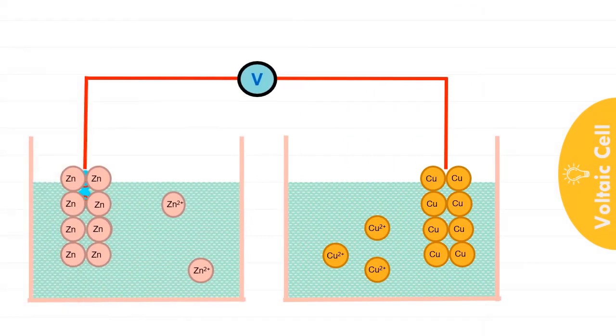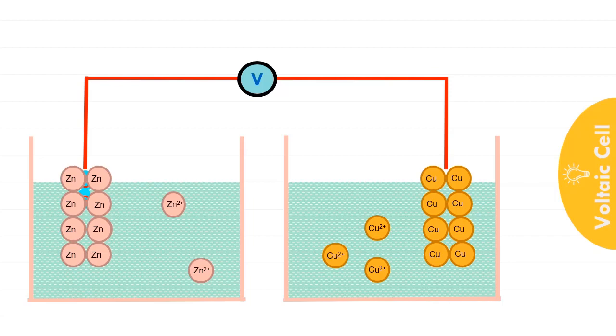Now, let's try to understand what is causing electrons to move through this wire and create electricity. Here is the magnification of the different parts of the voltaic cell. As you can see here, zinc solid comes from the electrode on the left side, while Zn2+ aqueous comes from the solution on the left-hand side. Same goes for the next beaker, where we have copper solid and Cu2+ aqueous.